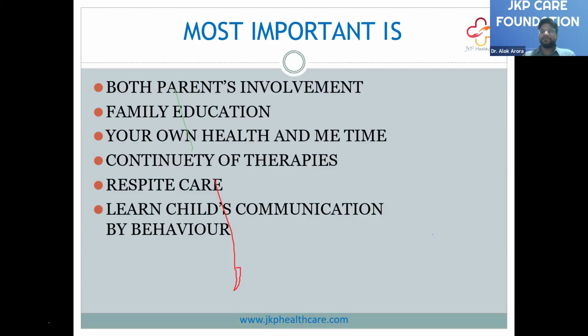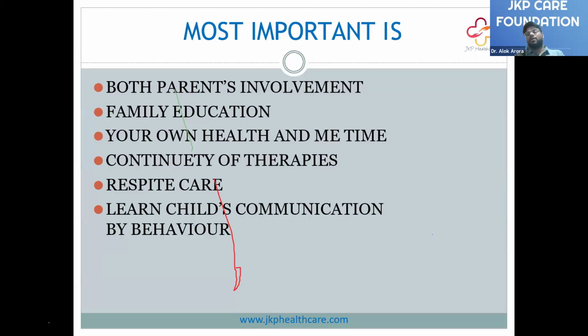Their own mental health goes on the toss. So they need time to repair. So respite care. And by doing respite care, what happens is now mother is the one, or father is the one, who's running behind the child the entire day, who's taking care of the child day and night.